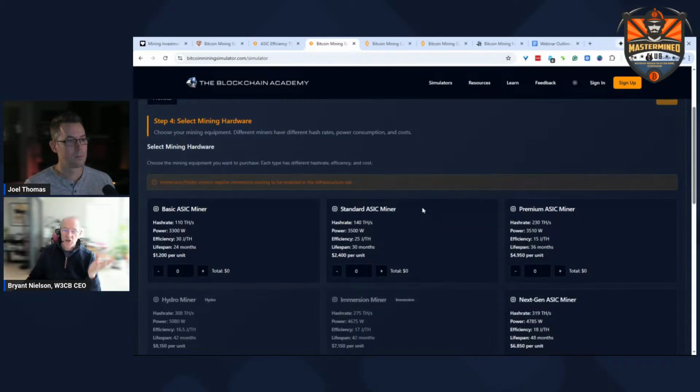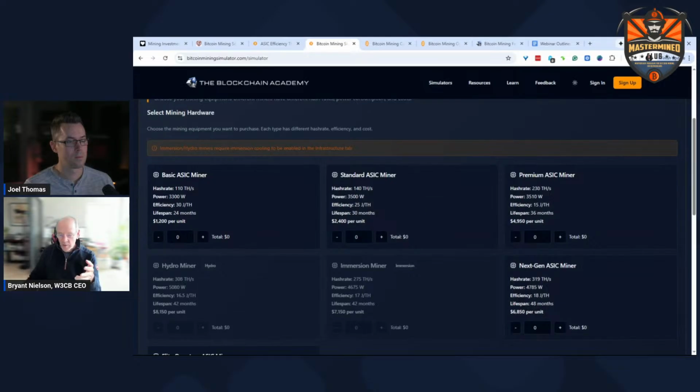Then you get to go and choose what type of miners you have. And so to show that we didn't create any preferences, we created generic miners with generic hash rate, power facilities, and their efficiencies. And we created some artificial pricing here. Again, this is a simulation for you to understand what you're doing.